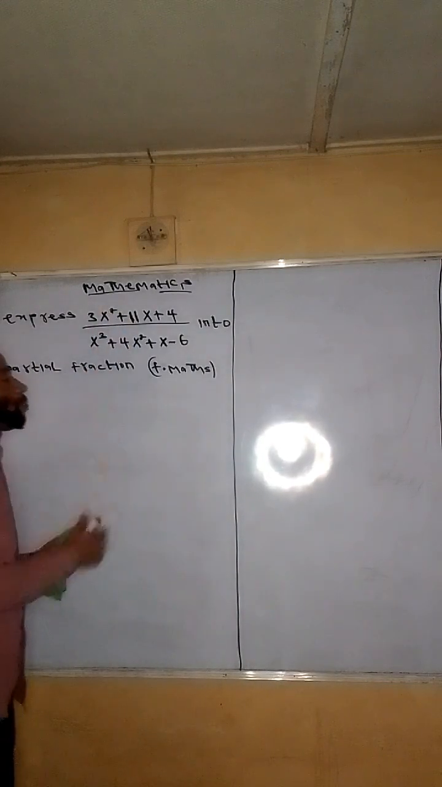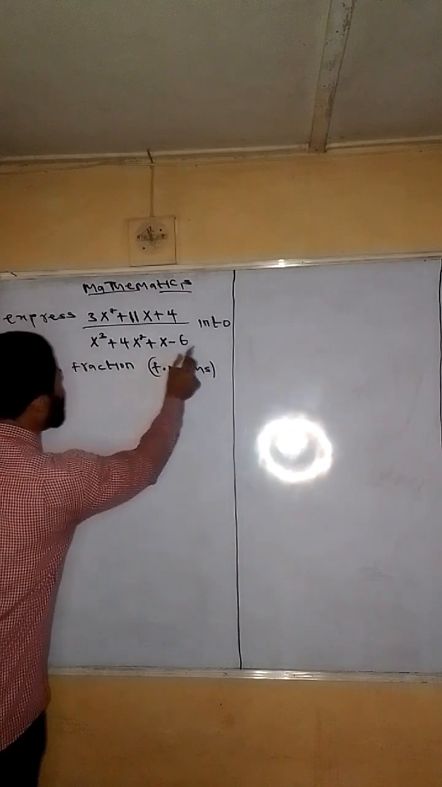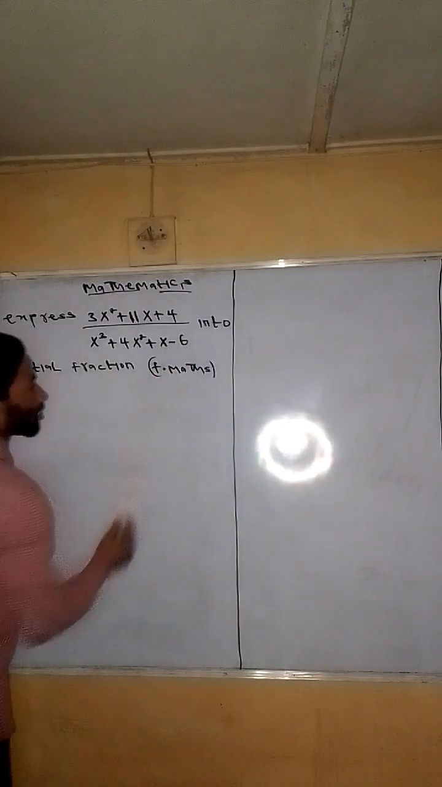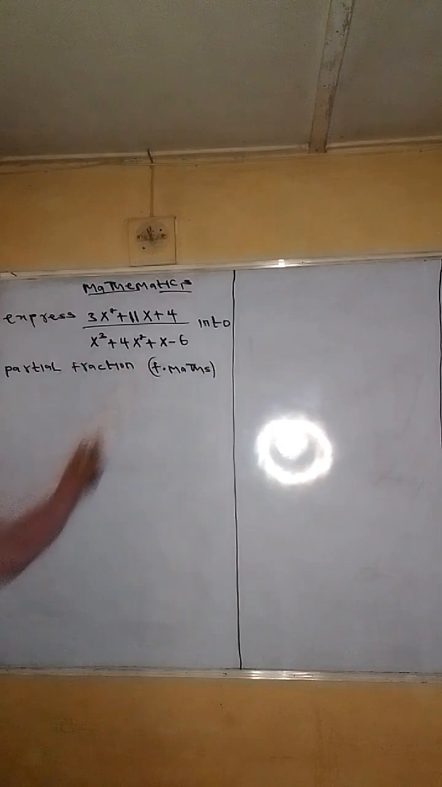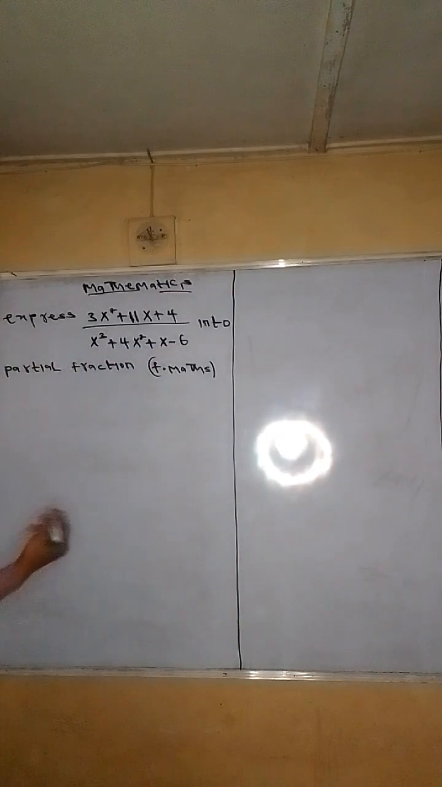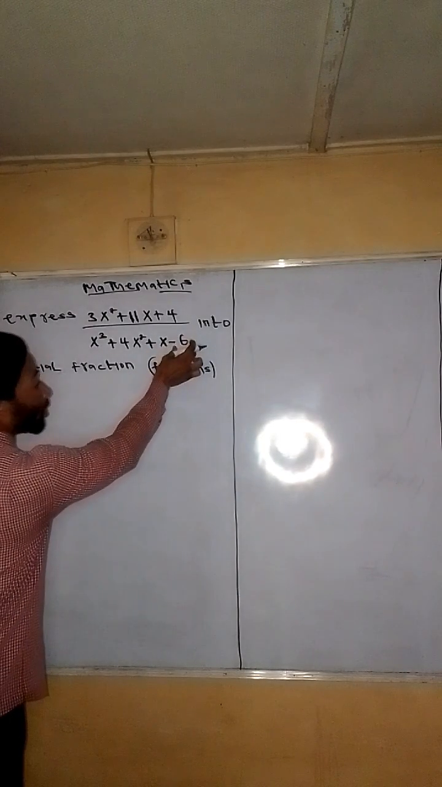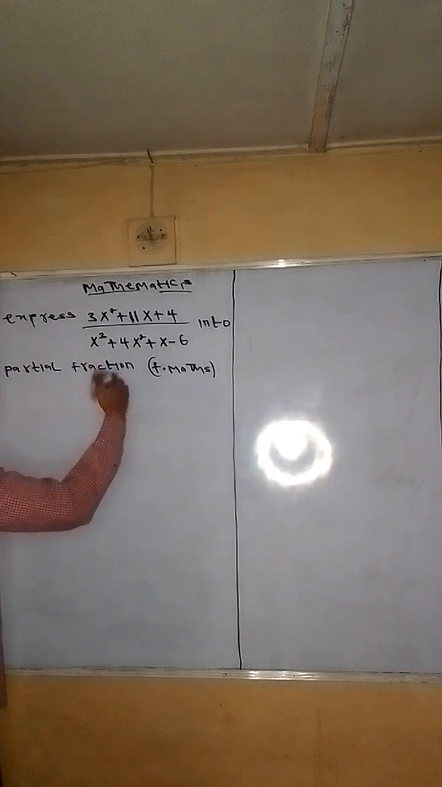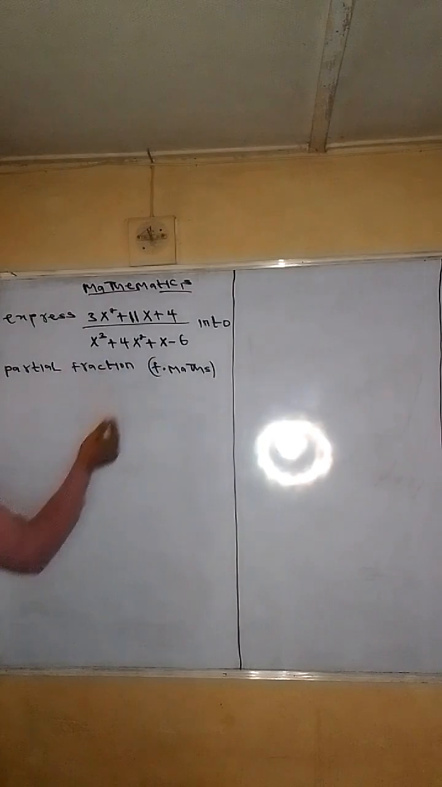Since this is a proper fraction, all we need to do is see how we can break this denominator into its linear components. This is a polynomial, so we use the factor theorem and look for numbers we can put in place of x in this denominator that will run it down to 0. The last number in the denominator is minus 6. What are the factors of 6? The factors of 6 are 1, 2, 3, and 6. So just keep on trying all these numbers.